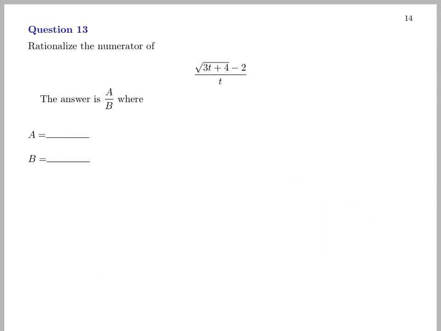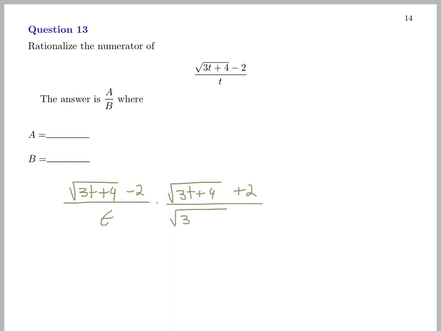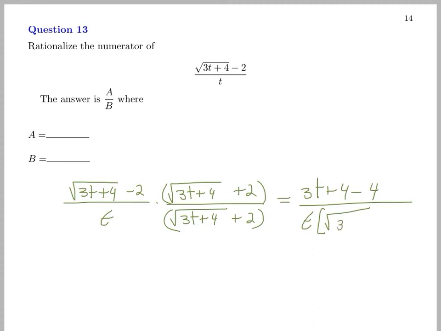Okay, now here on this problem, we're going to rationalize the numerator. So remember how we do this. We multiply by the conjugate, right? So we're going to multiply by the square root of 3t plus 4 plus 2 over the square root of 3t plus 4 plus 2. And then in the numerator, we end up with 3t plus 4 minus 2 squared, so minus 4. And in the denominator, we just have the product of the two denominators.